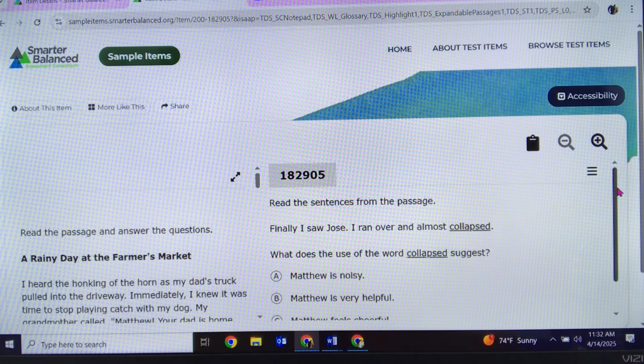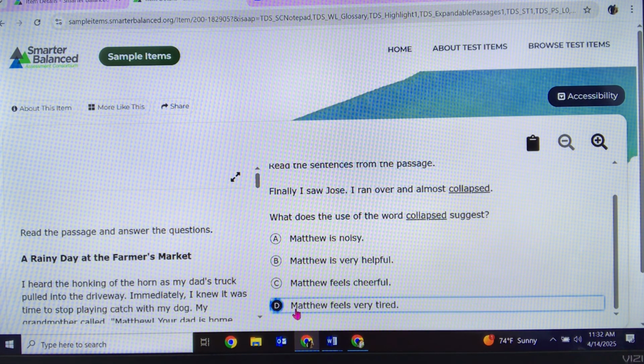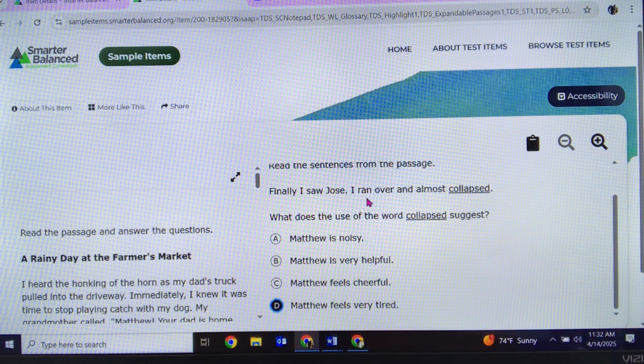Choice A says Matthew is noisy. Someone wouldn't really fall over because they were noisy, so I'm going to eliminate that choice. Choice B says Matthew is very helpful. People don't collapse or fall over because they're helpful. Choice C, Matthew feels cheerful. Again, people don't really fall over because they feel really cheerful or happy. And then I come to choice D. Matthew feels very tired. That's the right choice here. When people fall over, it's usually because they're extremely tired. And I also have that context clue that the author was running.